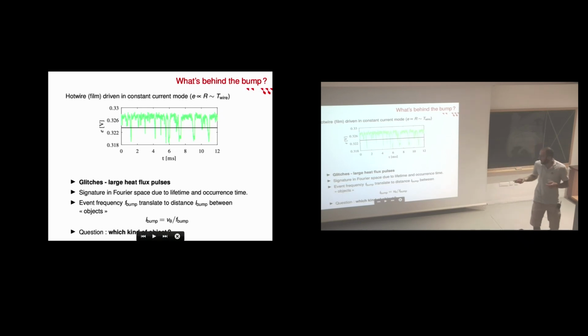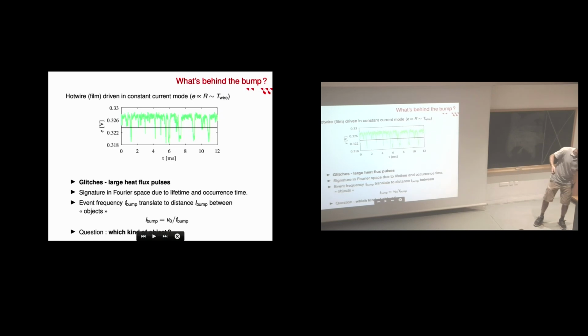So the idea to analyze this was to say that those may be objects flying at the advection velocity of the flow, and we could analyze those in terms of lengths, in separation length. The translation is quite easy: the mean velocity divided by f bump will give us some length. And we tried to analyze and guess what type of object we could be seeing.